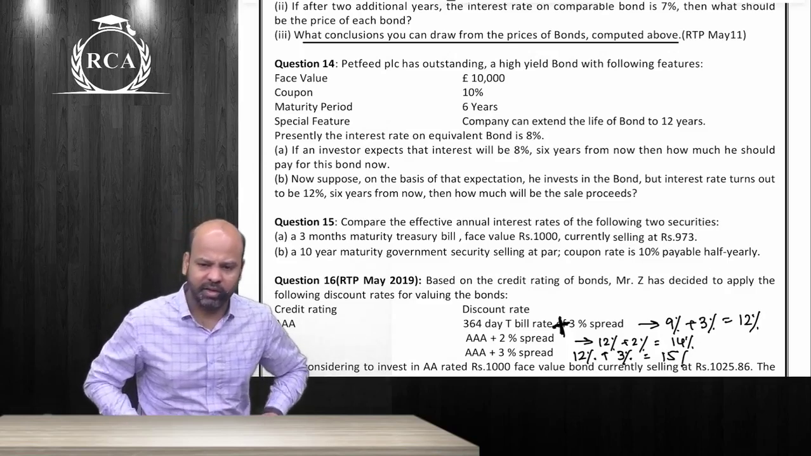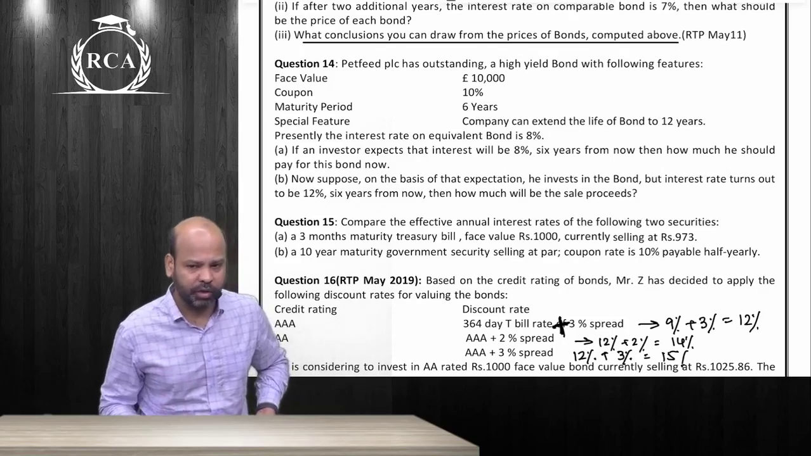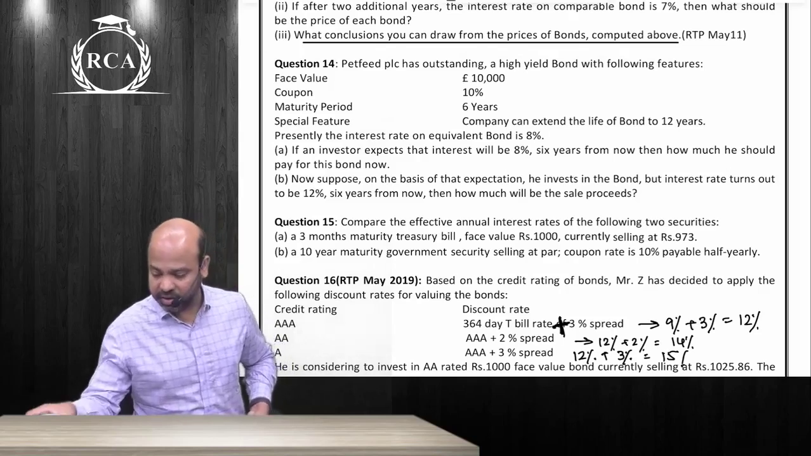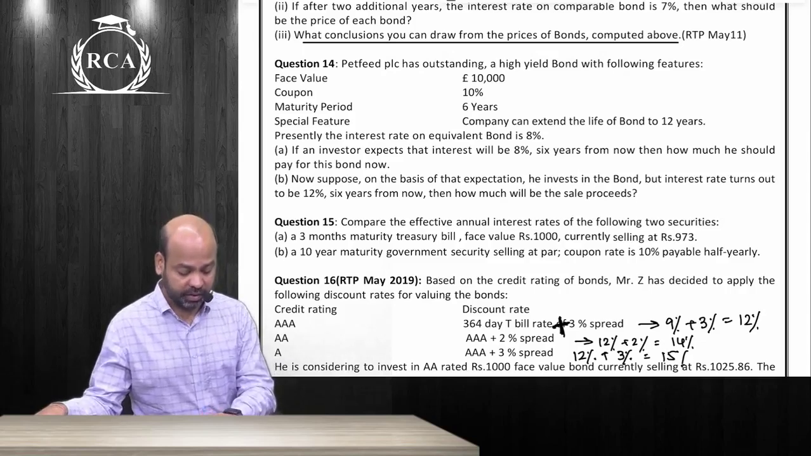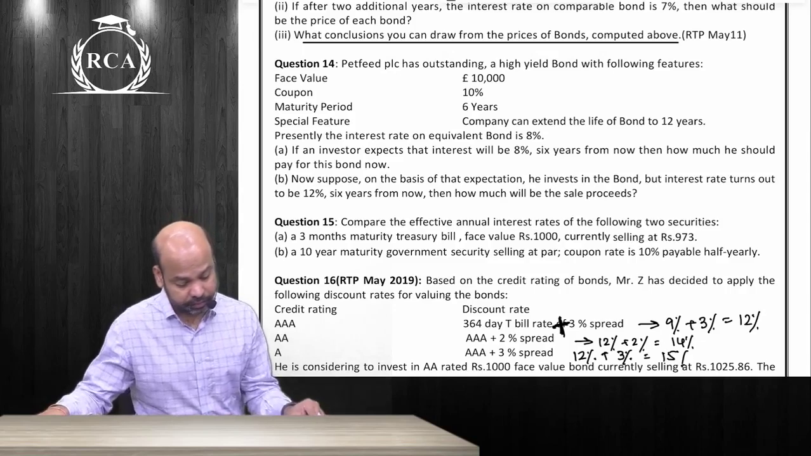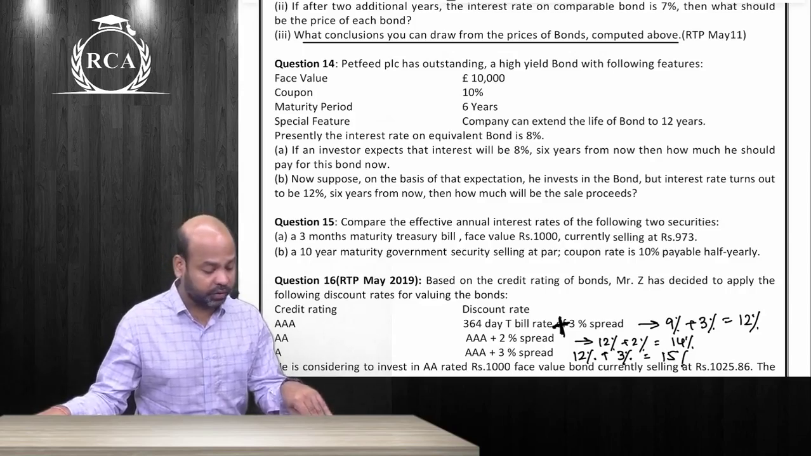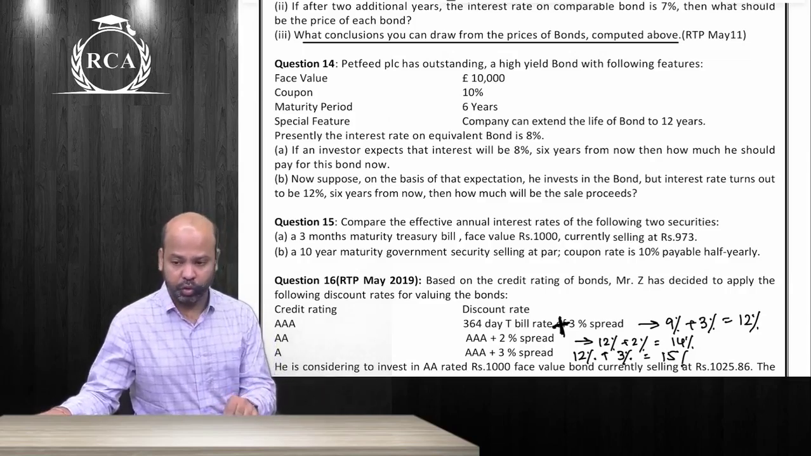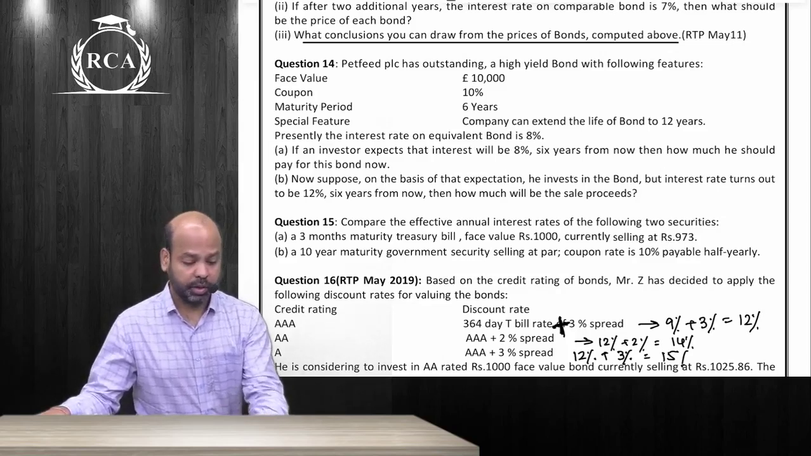It can redeem the existing bonds at the end of 6th year and issue new bonds at a lower coupon rate.